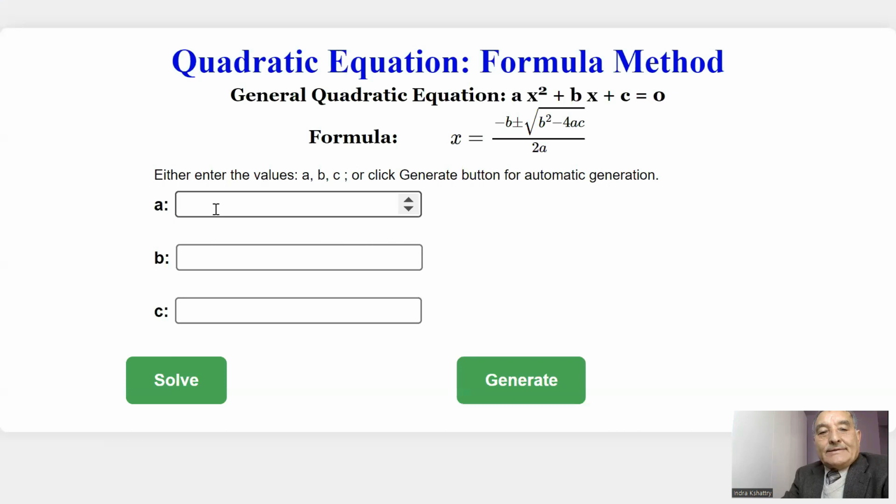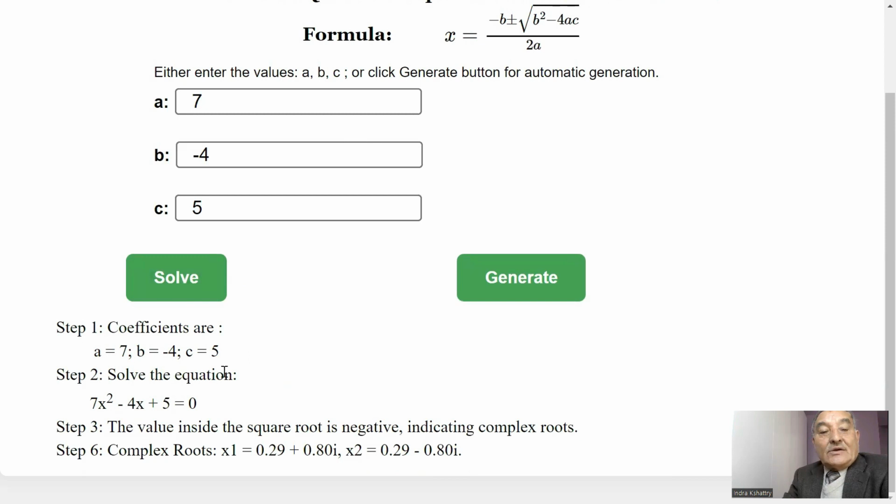Input for the last specific problem: a equals 7, b equals -4, and c equals 5. Click the solve button. These are the coefficients. This is the corresponding equation 7x squared minus 4x plus 5 equals 0. Here the discriminant function is negative, so there are no real roots. Both the roots are complex with i attached here. This is how we get the solution of any specific question that we want to solve.